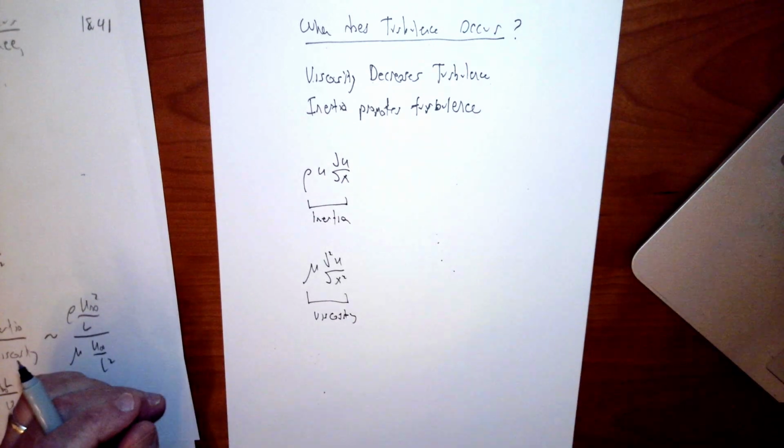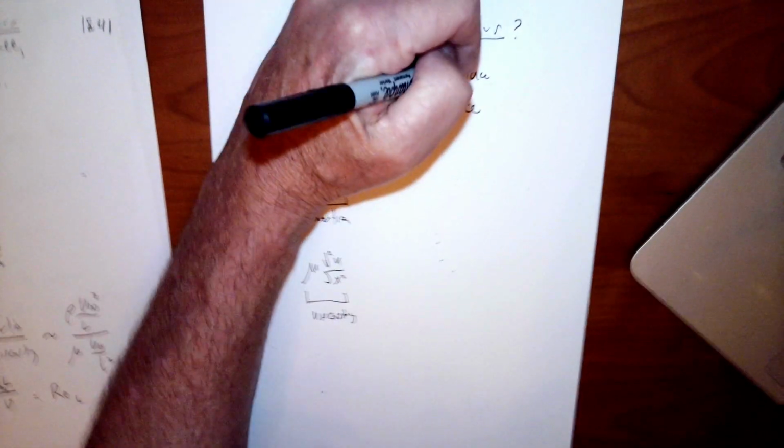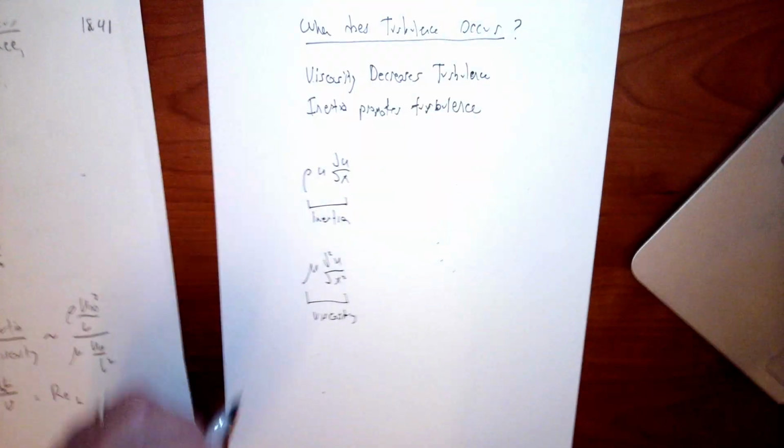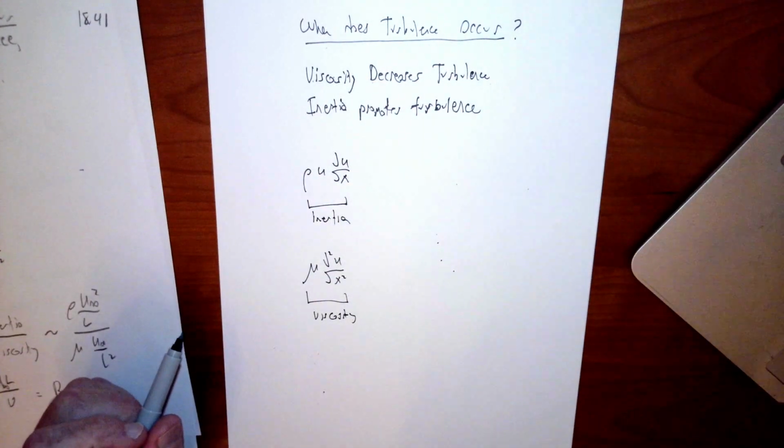So now we need to be able to predict when we're going to have turbulent flow because it is very different from laminar flow. And the relationships that we've developed in the last few lectures don't work if the flow has become turbulent. So we need to know when that happens.